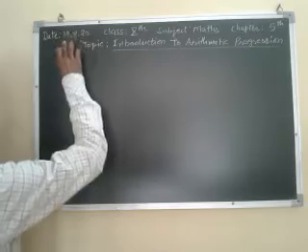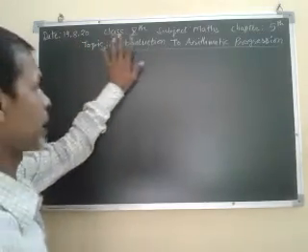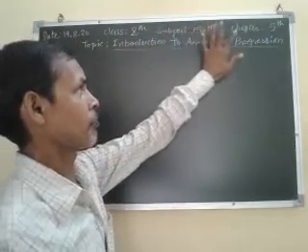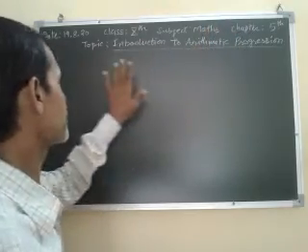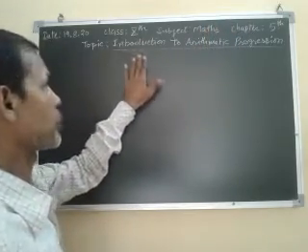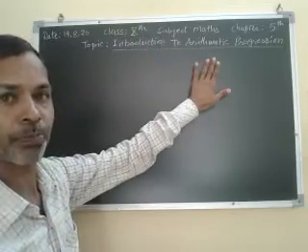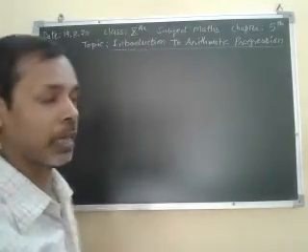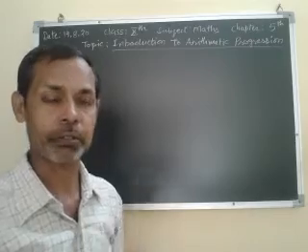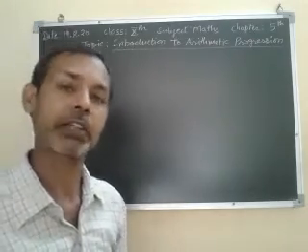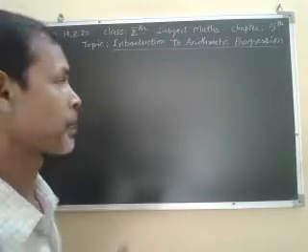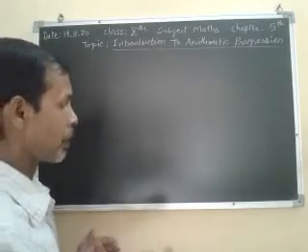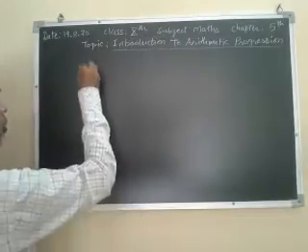Today, 19th August, class 10th, in your maths class, we will discuss chapter 5 in continuation. Now the topic is introduction to arithmetic progression. In the last class we discussed the sequence and types of sequence. Now come to the arithmetic progression.